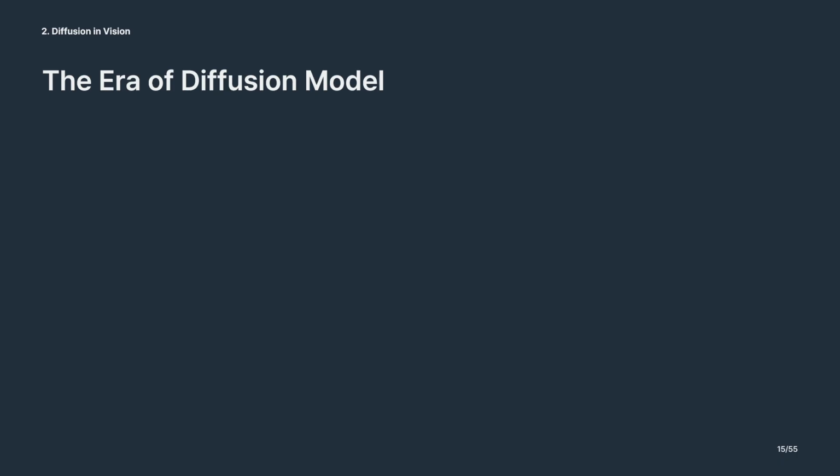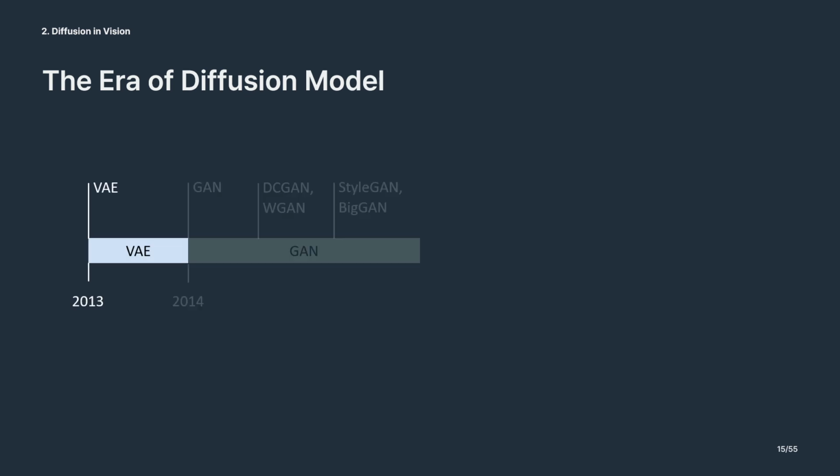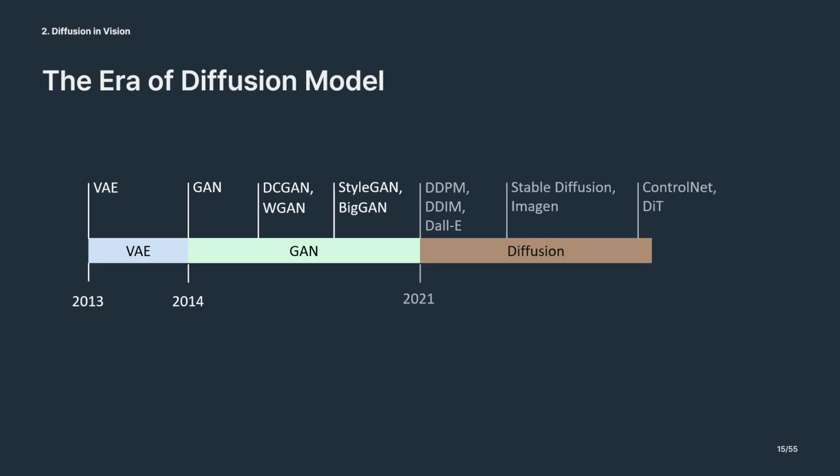Let's now zoom into the timeline of deep generative models. We began with VAEs in 2013, which introduced probabilistic latent modeling. Then came GANs in 2014, which dominated for several years with models like DCGAN and WGAN. But around 2021, we entered what many call the diffusion era, starting with the DPM, followed by DDIM and models like DALL-E and Imagen. Since then, diffusion models have evolved rapidly, giving rise to powerful tools like Stable Diffusion, ControlNet, and DiT. Then, what's next? That's still an open question, but the momentum behind diffusion-based generation continues to grow, expanding into both vision and language domains.